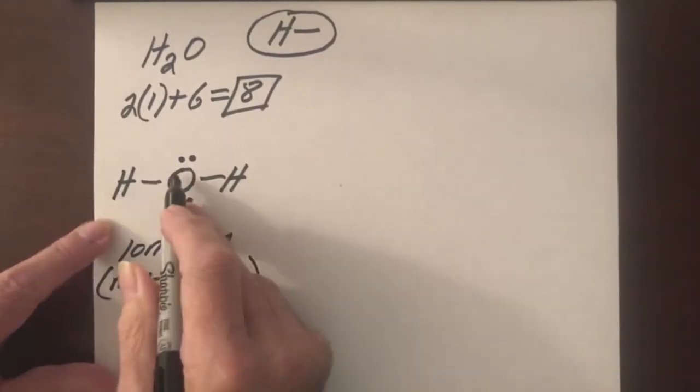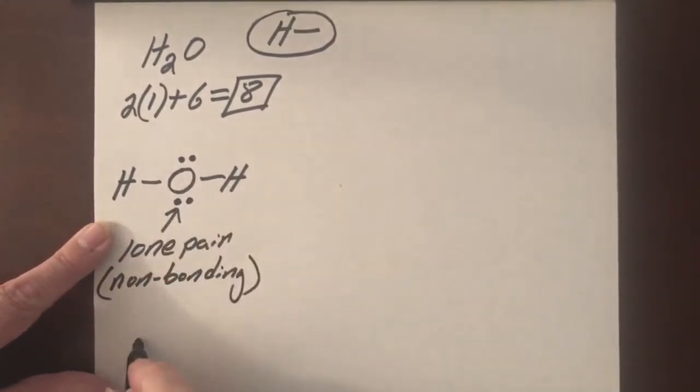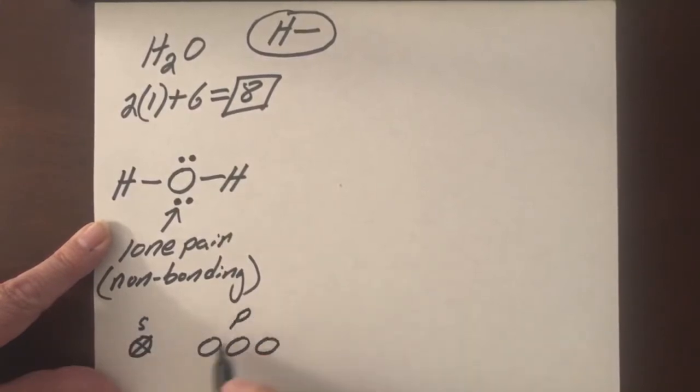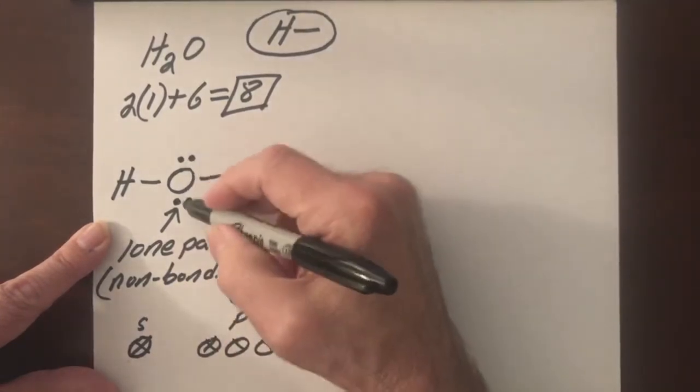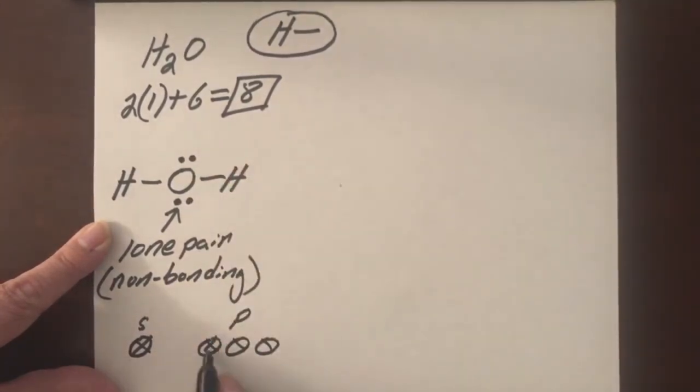Now remember, if we were to look at the orbital diagram for the valence electrons for oxygen, we would see that the s would be full, and for the p, you would have 2 filled orbitals and 2 half-filled orbitals. So here we have our 2 filled orbitals, the 2 electrons, and the 2 half-filled here.